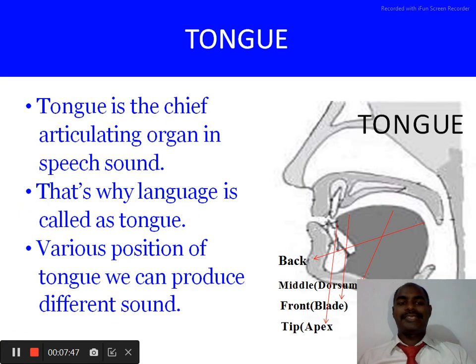And the next one is the tongue. The tongue is the chief articulating organ in speech sound. That's why language is called a tongue. By the various positions of the tongue, we can produce different sounds. For example, the back, middle, front, and tip of the tongue.